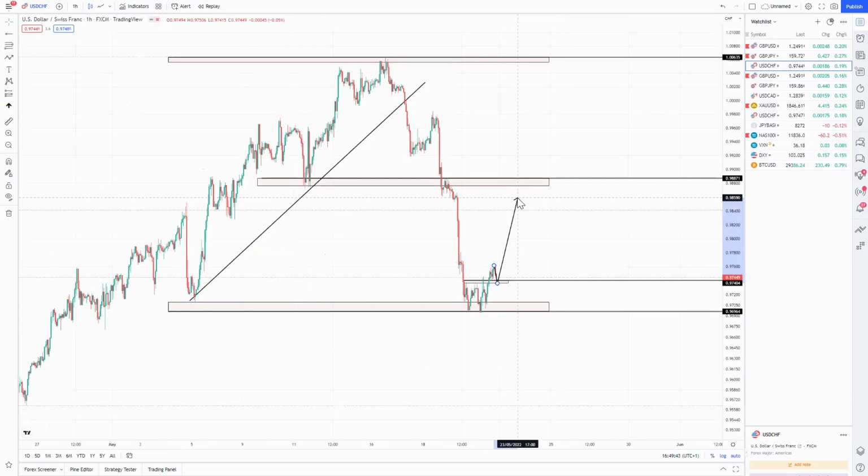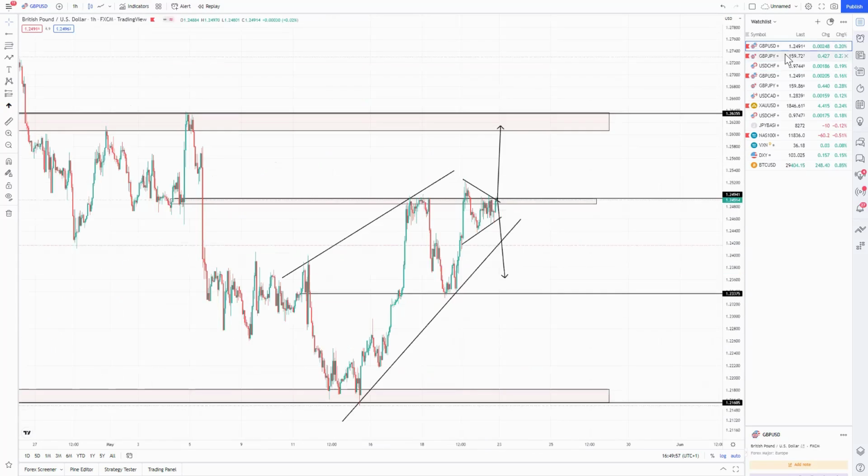There's not really much on USDCHF. So guys, that's what we are looking at on this week's market outlook. GBPUSD, GBPJPY, and USDCHF.